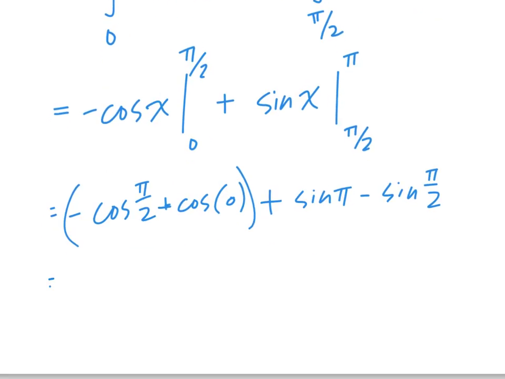So cosine of pi over 2 is 0. Cosine of 0 is 1. Plus sine of pi is 0. Minus, what did I do wrong? Oh, no, that's right. Sine of pi over 2 is 1. So it's 0. Okay, make sure you take the integral. I know you guys are still practicing for now, so you sometimes forget to just take the integral. Okay, next.